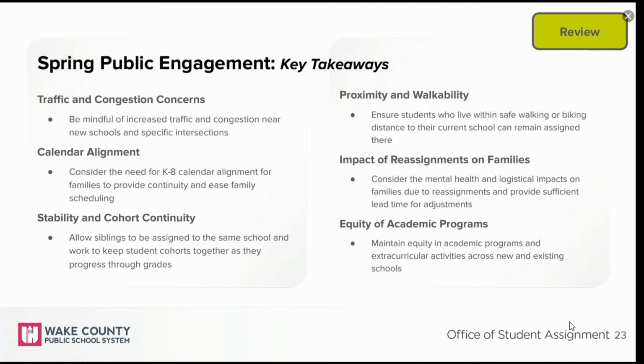I'll highlight stability and cohort continuity because that one comes up year over year over year. We hear from families, please give us the most stable assignments you possibly can, and please allow our students to travel together in cohort groups as they age forward as best as you can. We get that we're a multifaceted district. We get that we have 160,000 plus students and we're nearing 200 individual school sites, yet from a family perspective, you can be mindful that we do want to have stable school assignments whenever possible. So we definitely factored that in.